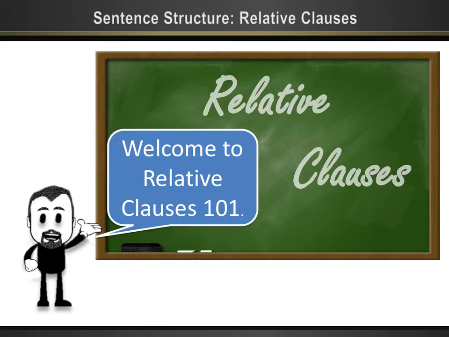Okay, this is an introduction to relative clauses. If you are interested in writing in English at a level above IELTS, maybe 4 or 5, then you have to be able to write in complex sentences. And relative clauses are one of the most important complex sentence structures that you can learn. Okay, so let's have a look.